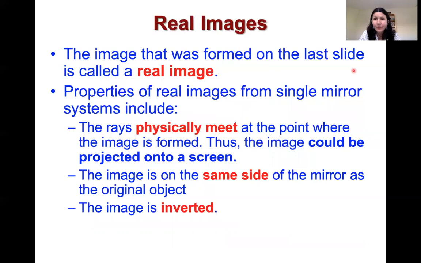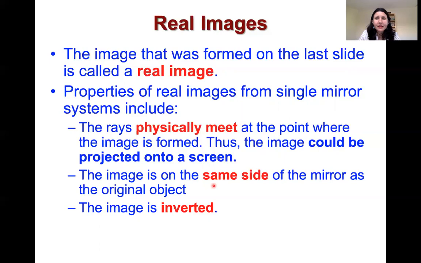So let's see what are kind of the definitions of real images. What makes an image real is that it's actual physical rays that meet at the point where the image is formed. How could we prove that an image is real? Well, you can put a screen, you know, a piece of paper or a screen at the location of the image, and those light rays would reflect off the screen, so you could actually project that image on a screen. You could not project a virtual image on the screen because there's nothing physical to project. There would be no light rays that would reflect.